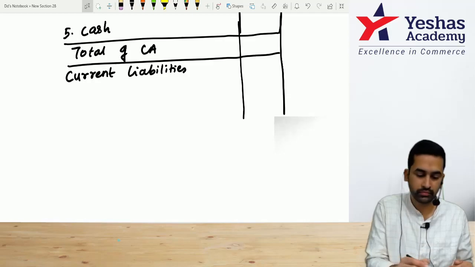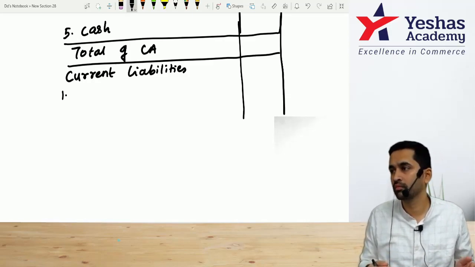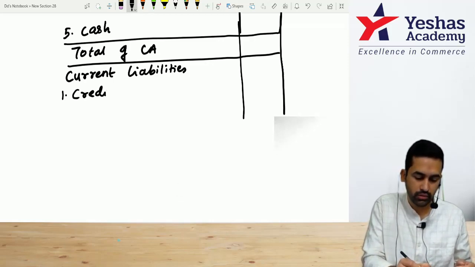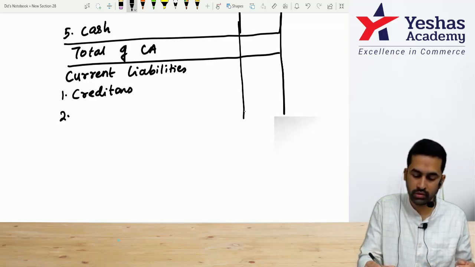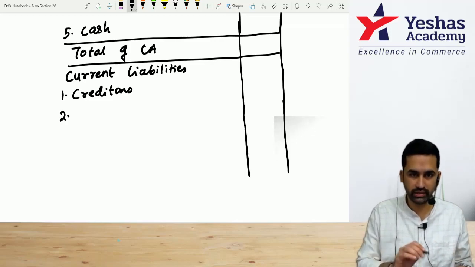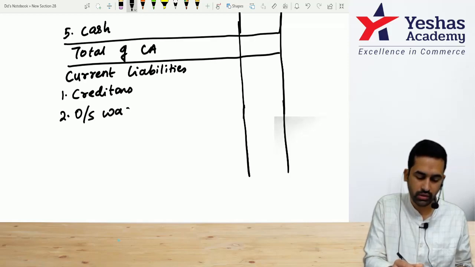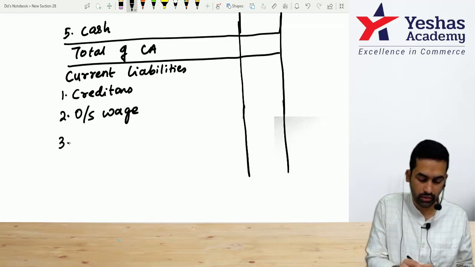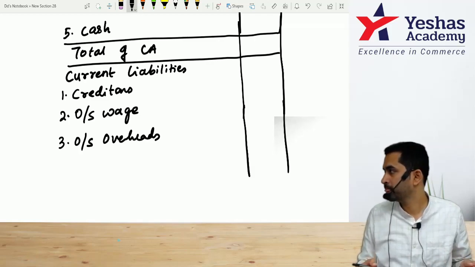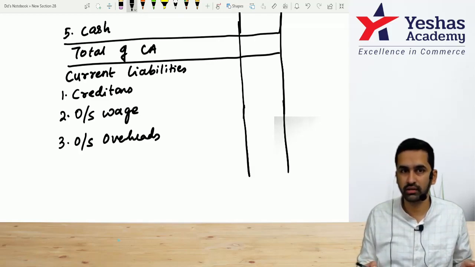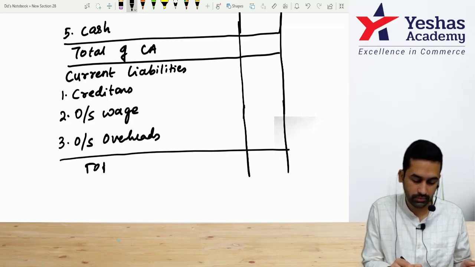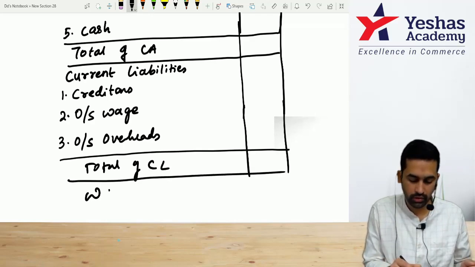Current liabilities. What are the items? Creditors. That will be another working note. After this, there are only two cost items other than material: wage and overheads. Outstanding wage. I will leave that. Okay, that's also a working note. Outstanding overheads. That will also be a working note. It also has a class note. We will write that later. This should give me total of CA. Working capital is CA minus CL.